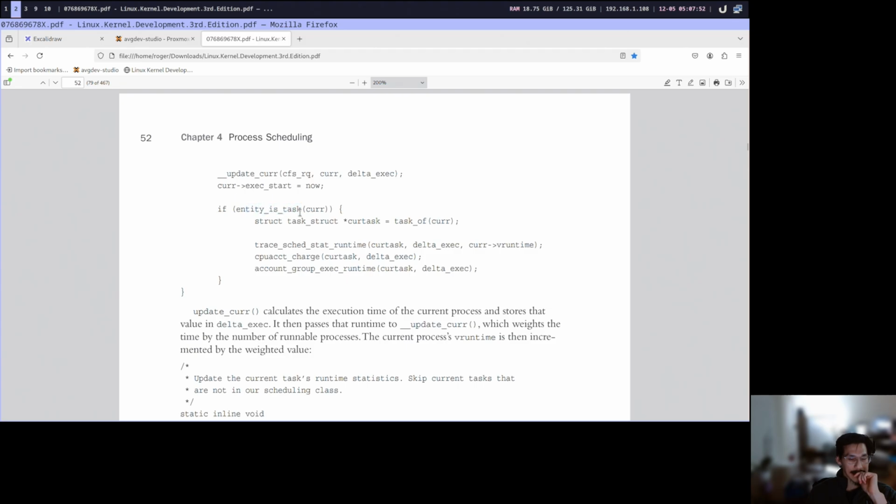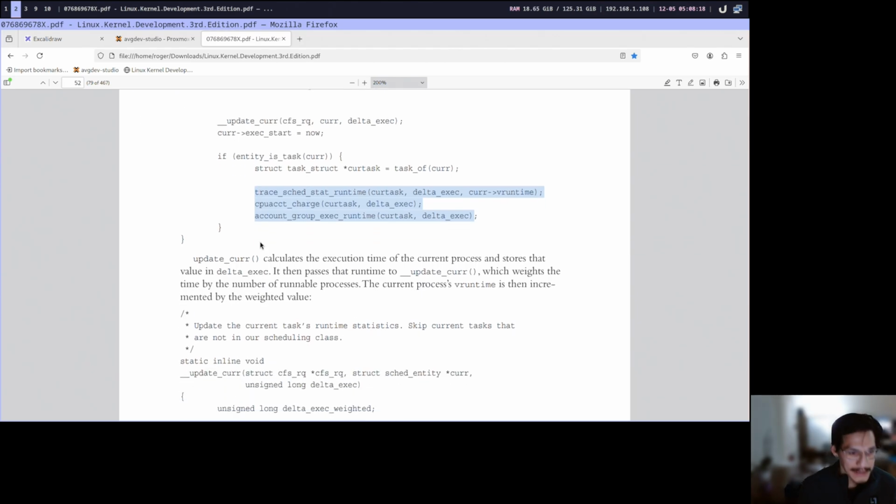Okay. So entity is task. Okay. Let's say it is task of. So it's getting the task struct by using task of this scheduler entity. Okay. Looks like it does some tracing, CPU account charge, accounting deduction. I don't know. Group exec runtime. Okay, so this is a mystery to me, but let's read on. The book might say something. So update curr calculates the execution time of the current process and stores the value in delta exec. Okay, makes sense. It then passes the runtime to update curr, which weights the time by the number of runnable processes. Okay, the current process's v runtime is then incremented by the weighted value. Sure.